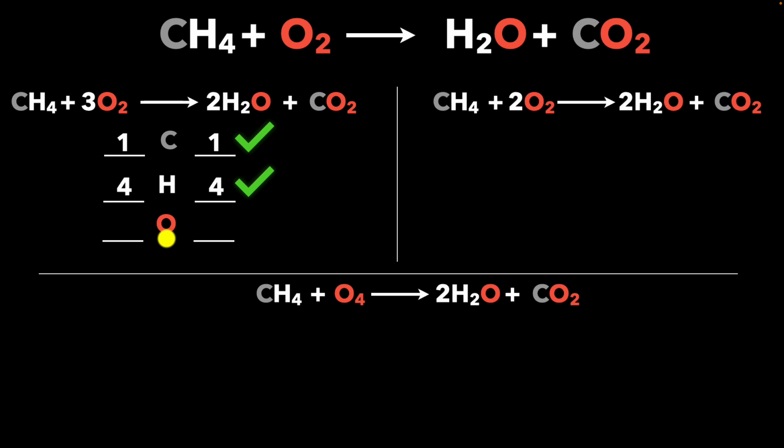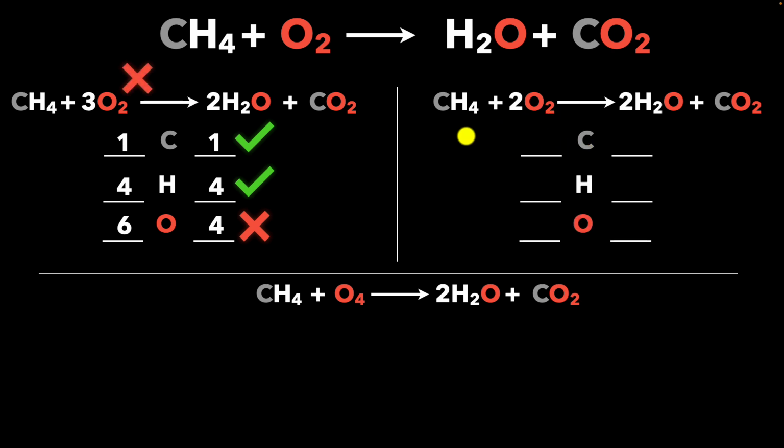Let's see. Oxygen. On the left, we have 3 times 2, which is 6. On the right, we have 2 times 1, which is 2. But there's more. We also have 1 times 2, which is another 2. So 2 plus 2 is 4. We get 4. And that does not work out. This equation is not balanced. Okay, what about this one?